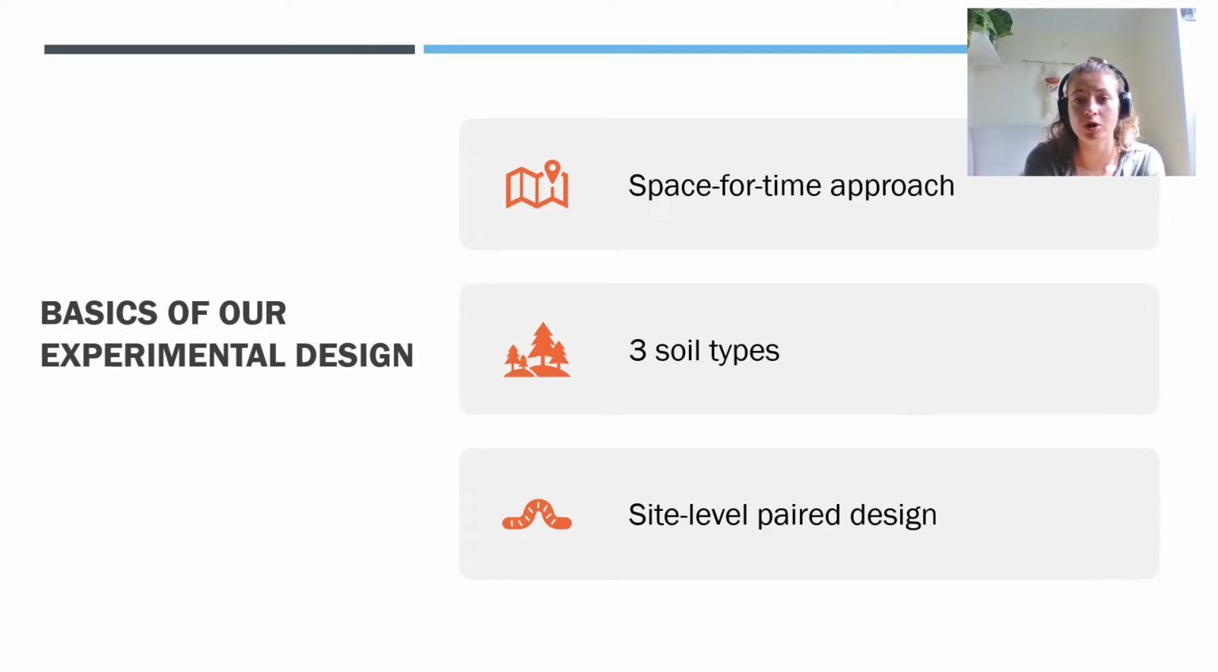As I mentioned before, we studied 3 different soil types, so brunisols, podzols, and alluvisols, that are representative of the upland boreal forest. For 5 out of 7 sites, we were able to have a site-level paired design. This means that we could find within a site a zone that was invaded by earthworms and a zone that wasn't, that was used as a control.